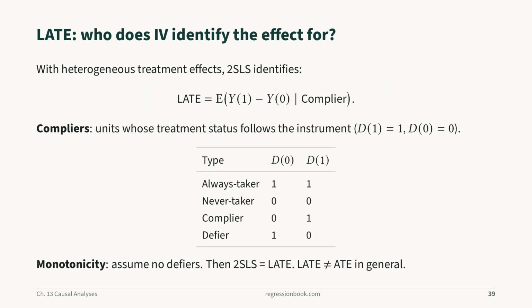With heterogeneous effects, instrumental variables identify the local average treatment effect for compliers, people whose treatment follows the instrument. Always takers receive treatment regardless of assignment. Never takers never receive it, and defiers move in the opposite direction. Monotonicity rules out defiers. Under the remaining assumptions, two-stage least squares averages effects among compliers, not the full population. The resulting policy interpretation must therefore name the instrument and the behavior it induces.